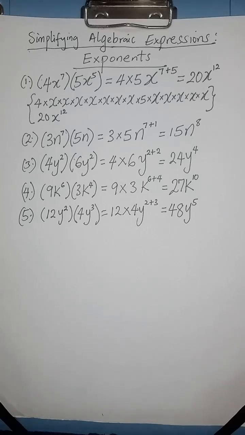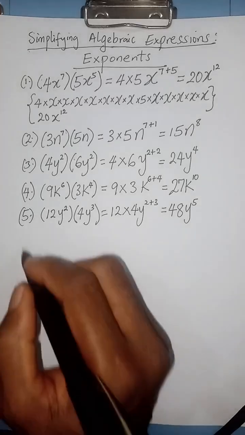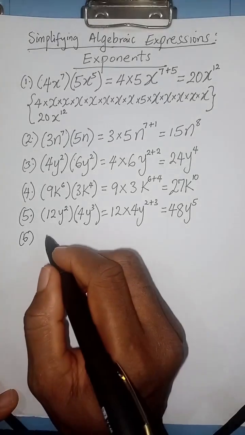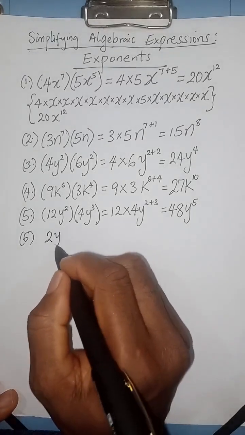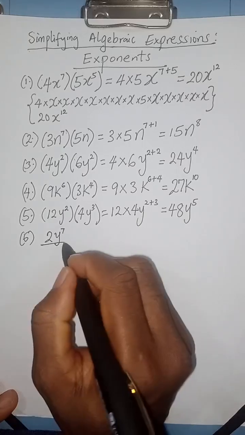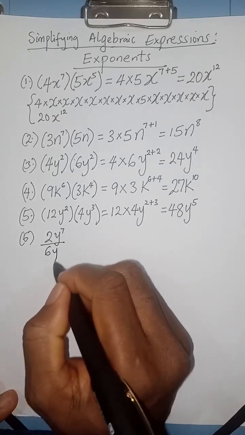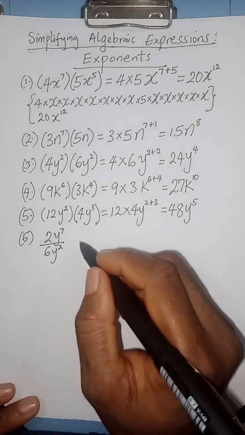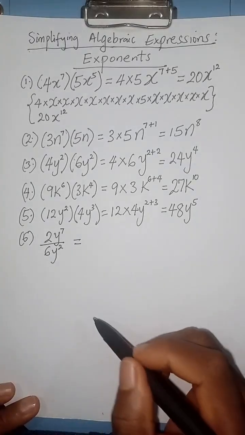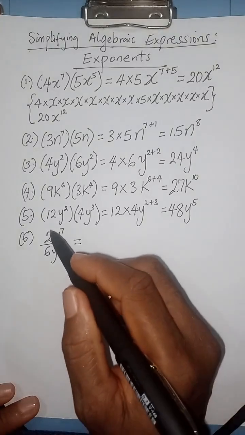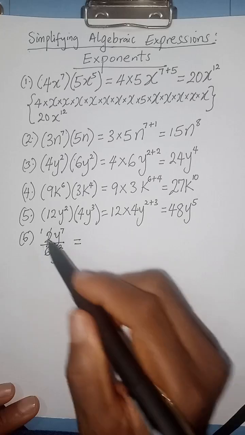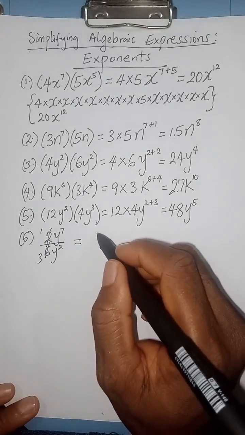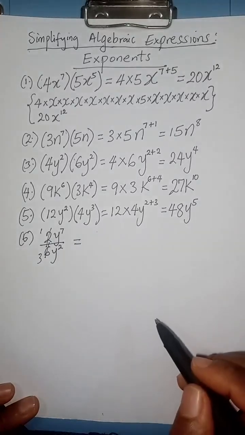But now, what happens if it is division? Now, let's look at number 6. From number 6 to 10 will be division. So I have 2y raised to power 7 divided by 6y raised to power 2. How do I solve this question? Again, it's very easy. Now, what I would do is to divide the coefficients. 2 can divide 2 to be 1, and 2 can divide 6 to be 3. So I'm left with 1y raised to power 7 over 3.